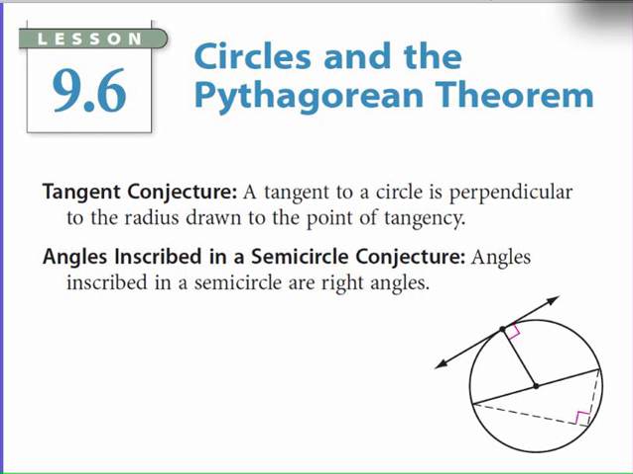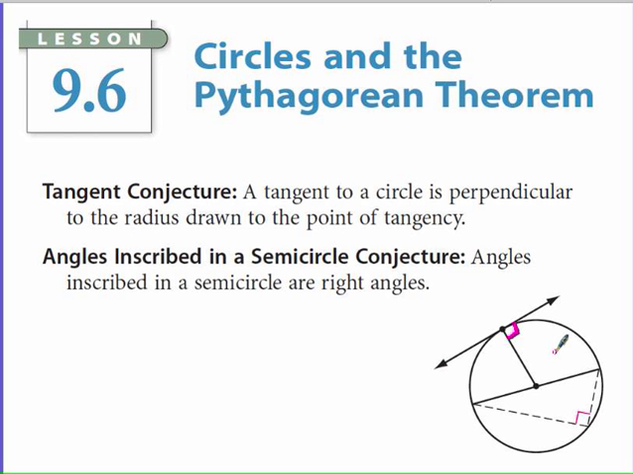About circles and the Pythagorean theorem. Okay, and so basically today is a lot of application-based problems where you're going to have to take everything that we've learned this chapter and you're now going to have to apply it. So first of all, we have the tangent conjecture. The tangent conjecture states that a tangent to a circle is perpendicular to the radius drawn to the point of tangency. And we've already learned this. Okay, this shouldn't be anything new. Basically it just states you've got a right angle right there. You know you've got a radius there and you've got a tangent.